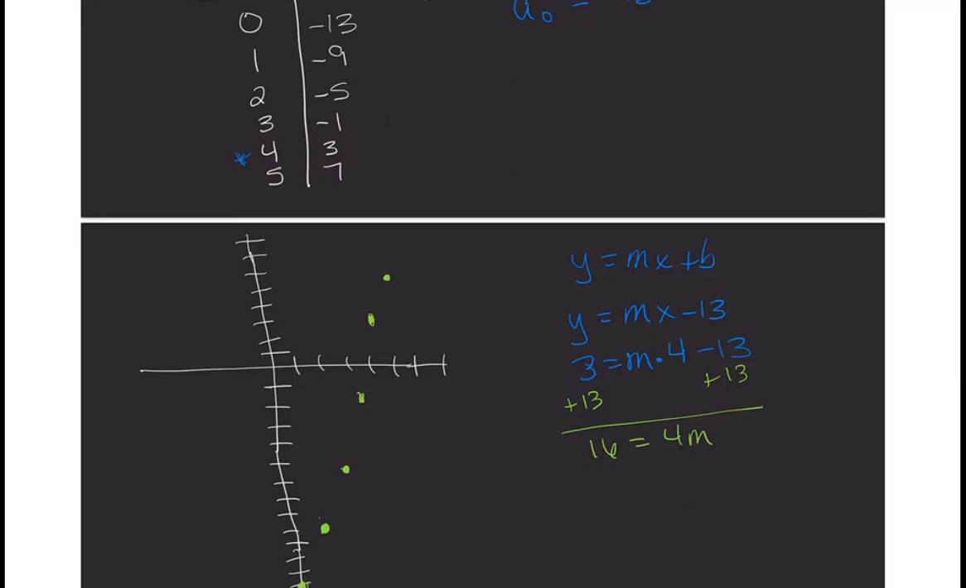What are we going to do? Divide by 4 to both sides. What's my m going to equal? 4. So now when I go back up to my equation, now I know my m. So what do I get? Y equals 4x minus 13, bam.